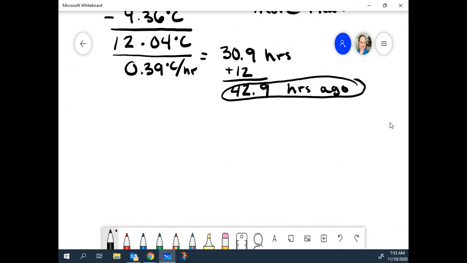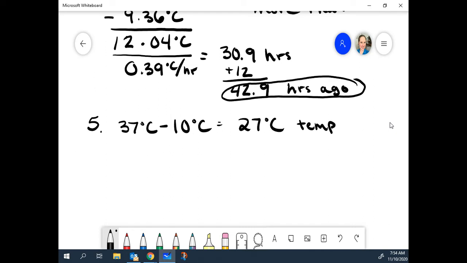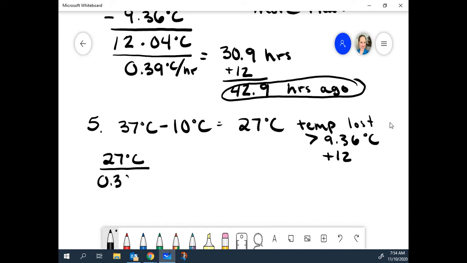All right. So now we have a refrigerated body for sure on number 5, 10 degrees Celsius. So if I take my 37 degrees Celsius minus 10, 27 degrees Celsius is the temperature lost. That is definitely greater than 9.36. So it's more than 12 hours ago. So what I need to do is take my 27 degrees Celsius and divide by the rate for after the first 12 hours. And what does that one give me?